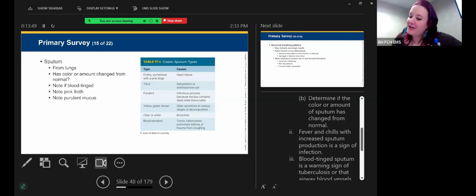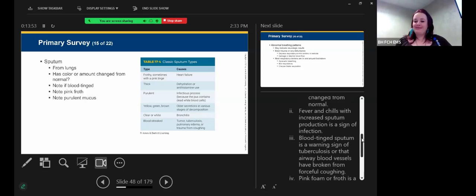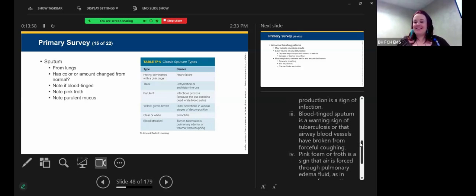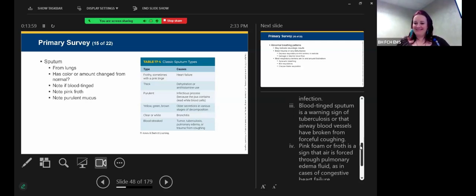Determine if the color or amount of sputum has changed from normal. Fever and chills with increased sputum production is a sign of infection.